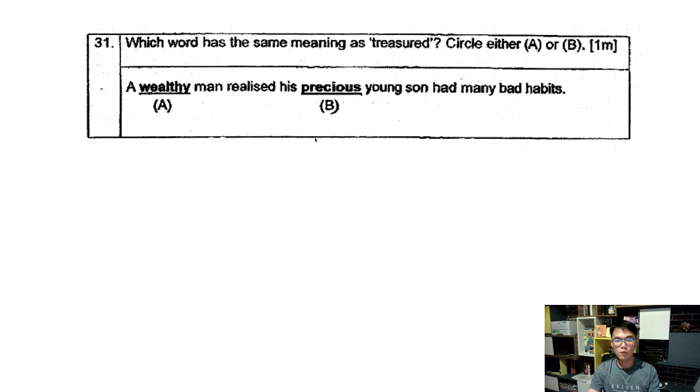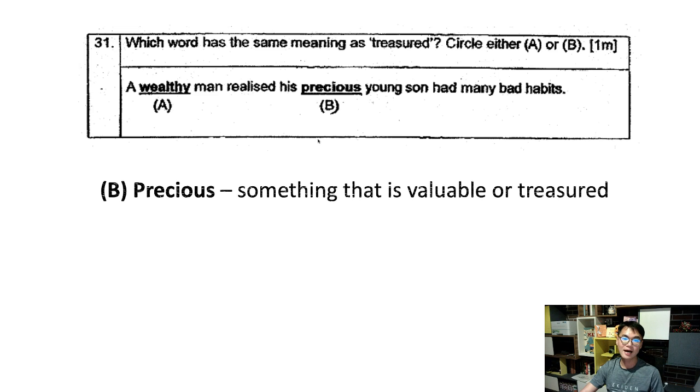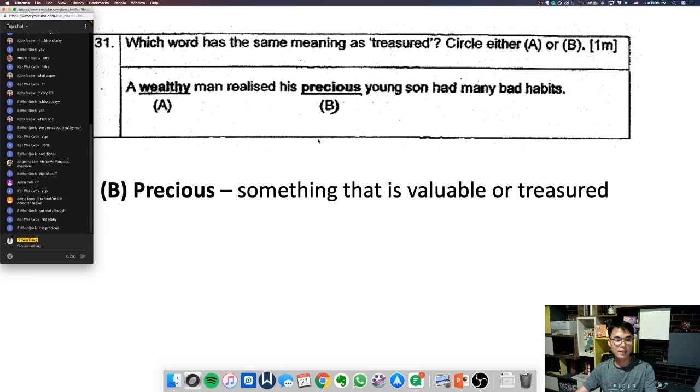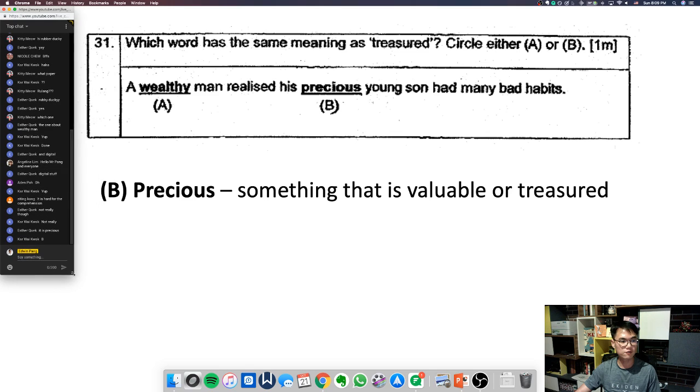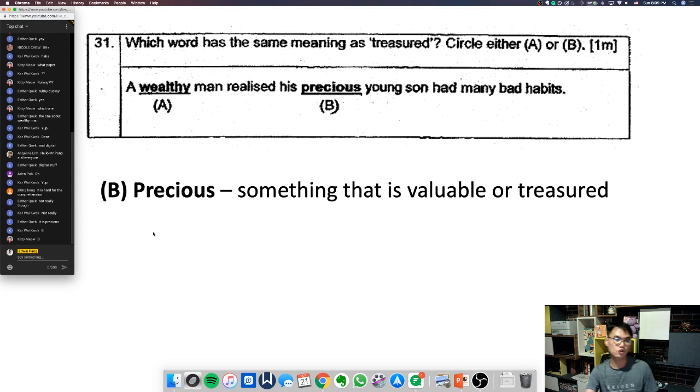So, A, wealthy, refers to rich, okay? So, a rich man, obviously you can see that the word rich or wealthy doesn't correspond to treasured, okay? It's the other answer, B, precious, which means something that is valuable or something that is treasured by a person. So the answer is B. That's right, precious. Wonderful. Maybe what I'll do is I will quiz some of you on the answers so that you all can give me some answers. You can give it a try, okay?